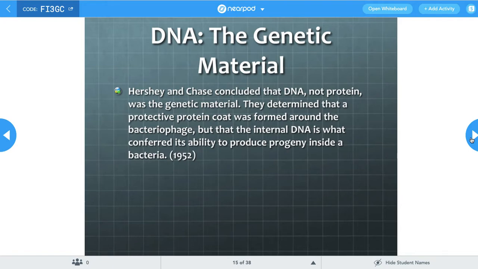And so we concluded that DNA, not protein, was the genetic material. They determined that a protective protein coat, or the capsid, was formed around the bacteriophage, but the internal DNA is what conferred its ability to produce progeny inside of a bacteria. And what that means, progeny, is to produce offspring. So this was in 1952.